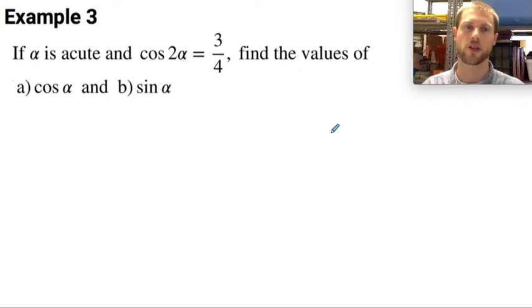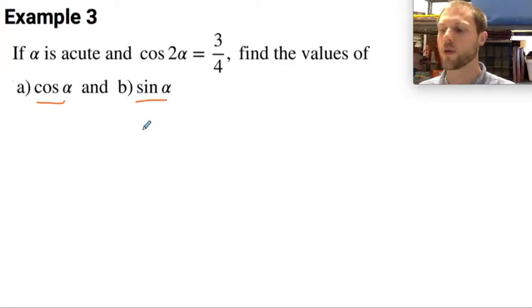Let's take a look at another example. If alpha is acute and cosine of 2 alpha equals 3/4, find the values of A, cosine of alpha, and B, sine of alpha. So how do we approach something like this?